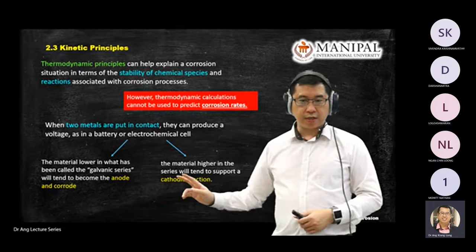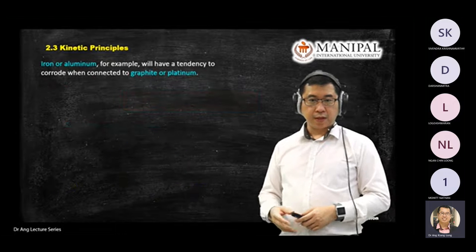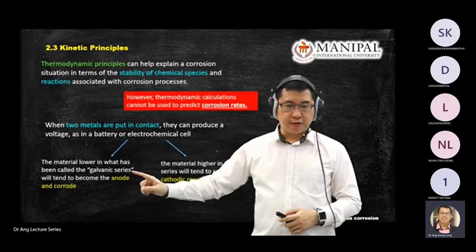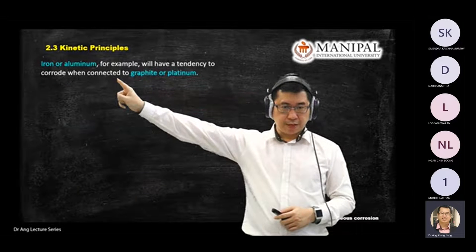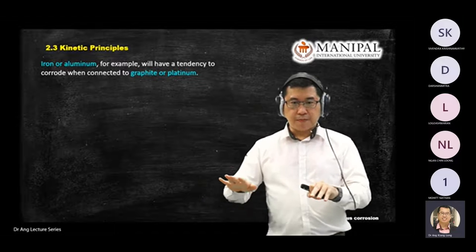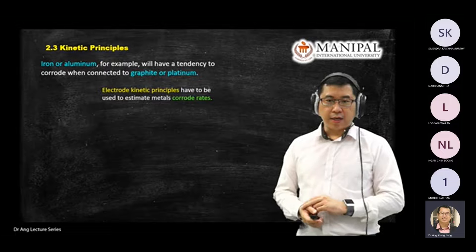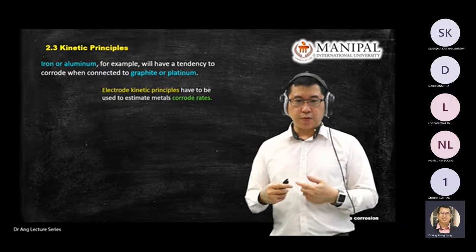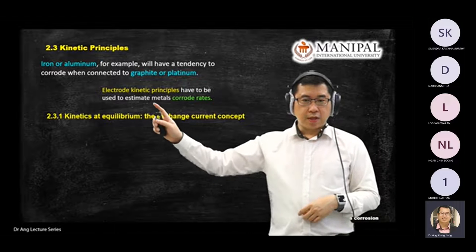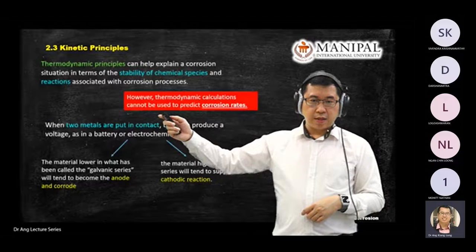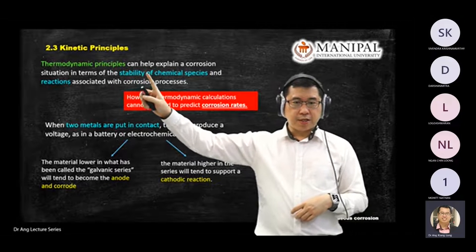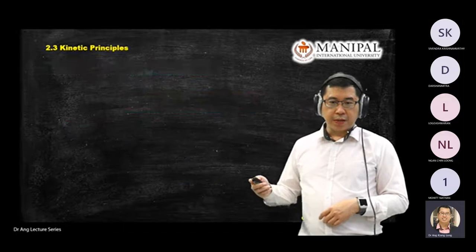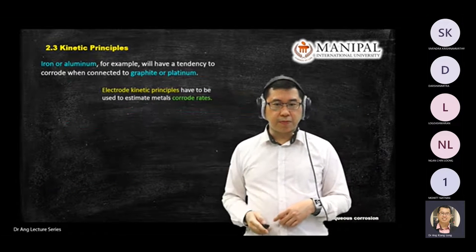This one, next class, you'll see more in the calculation, right? Okay, so in the list of materials in this galvanic series, I'll give you an example. If you put aluminium on one side, and mix with platinum or graphite, then the exchange of potential will happen and corrosion will start to kick in, right? So again, thermodynamics principle does not support corrosion rates, but there is a way to estimate corrosion rates. We'll be using a method called kinetic principle.